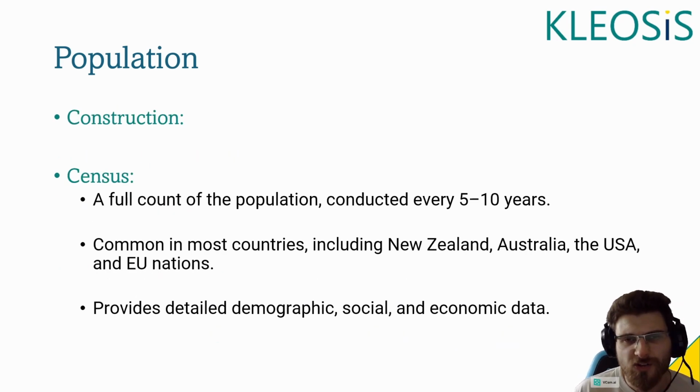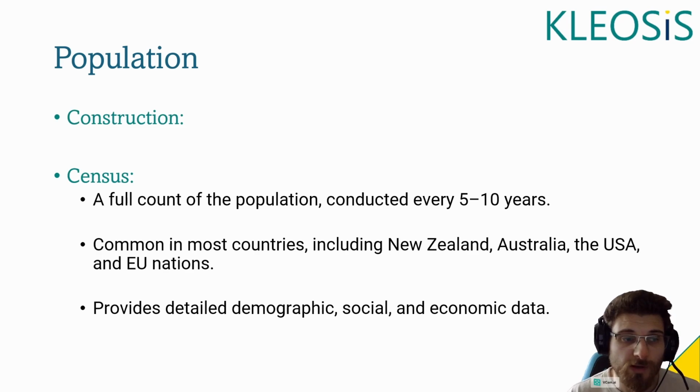So how do we construct a statistic for the population? Well, usually we do it using a census, which is like a country-wide survey of pretty much everyone, and most countries really do try quite hard to make sure they capture pretty much the whole population. Within reason. There are people who simply are unable to be surveyed. It happens every 5 to 10 years, and the last census in New Zealand took place in 2023.